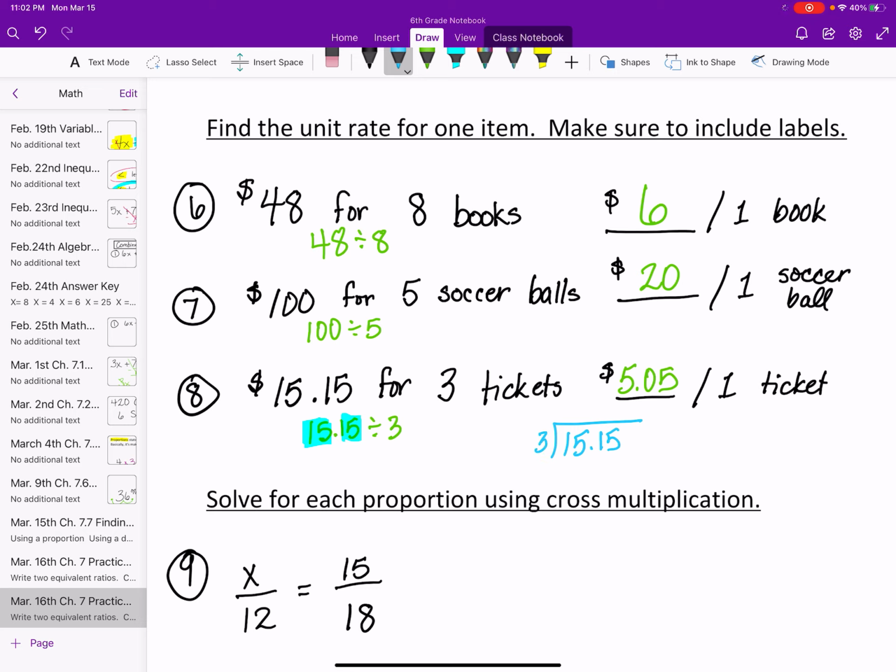3 goes into 15 5 times. Okay, 3 cannot go into 1, so I have to put my 0 there, bring down my 5. 3 goes into 15 5 times, and that's how I got my 5.05. So that one you might have to work out long division. And there might be one on your quiz that you have to work out long division.